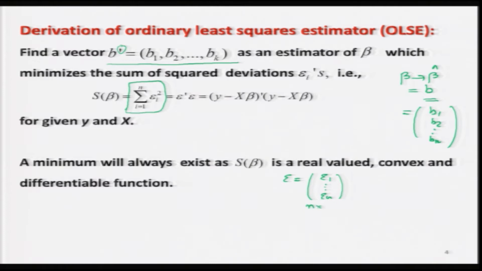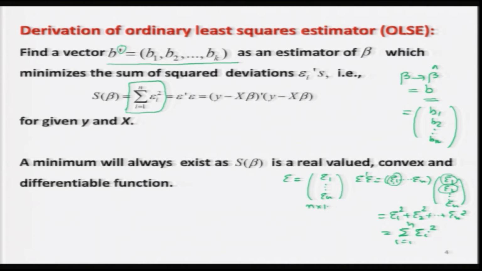This was your n cross 1 vector. Now, if I try to write down epsilon transpose epsilon, what will this be? Epsilon 1, epsilon 2, up to epsilon n, times epsilon 1, epsilon 2, up to epsilon n. If you multiply it, this will be epsilon 1 into epsilon 1, that is epsilon 1 square, then epsilon 2 into epsilon 2, that is epsilon 2 square, and their sum. So, this will become epsilon 1 square plus epsilon 2 square up to epsilon n square. This is nothing but the summation of epsilon i square, i goes from 1 to n.